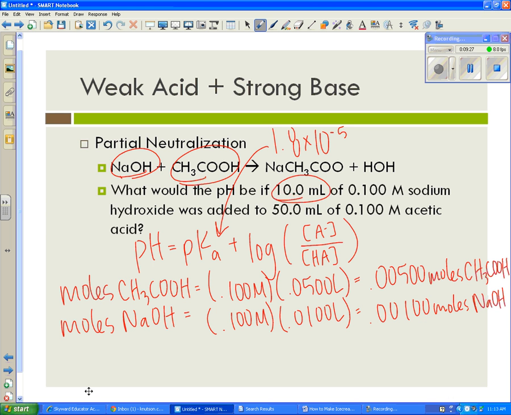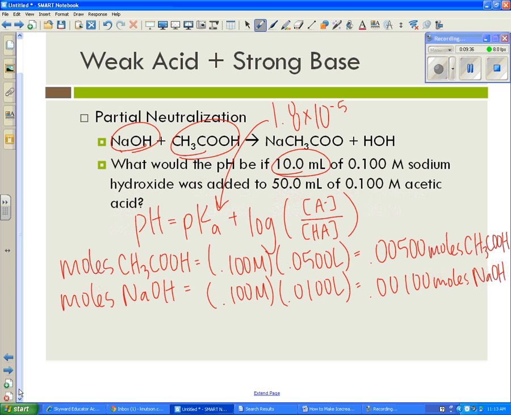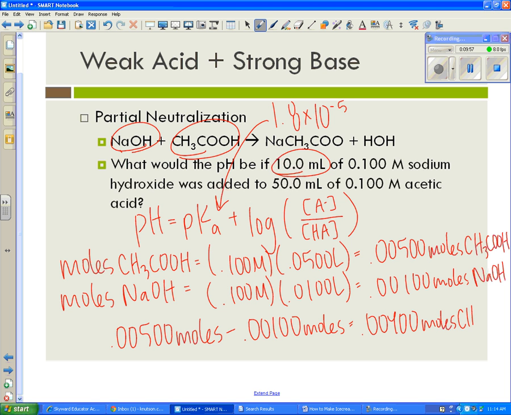So how much acid will be unreacted or unneutralized then? 0.00400 moles. So we have 0.00500 moles of acid. We know that if 0.00100 moles of base reacts, an equal amount of acid will react because it's a 1-to-1 ratio. So minus 0.00100 moles that will react. This will be 0.00400 moles of acid that is not neutralized. And this is the value that we are going to plug in here.